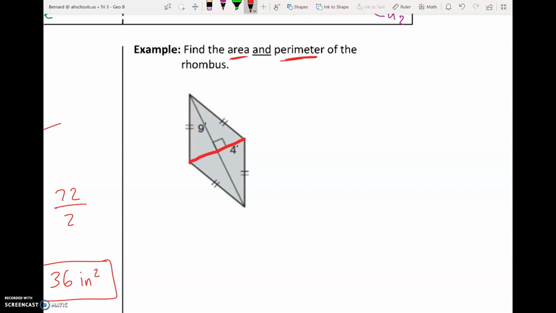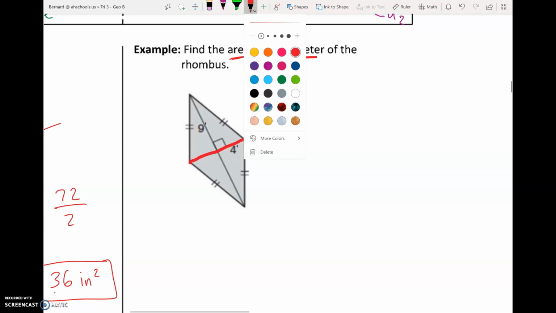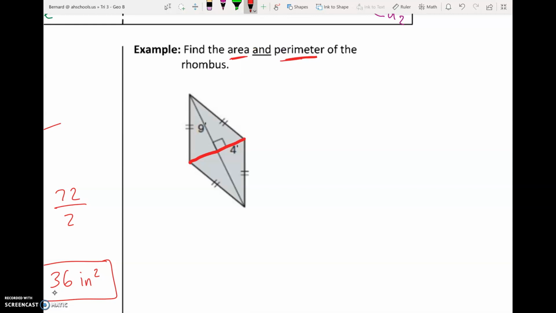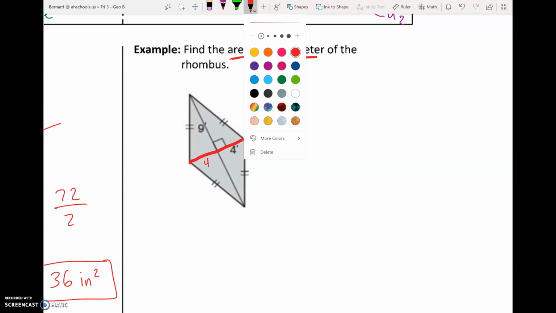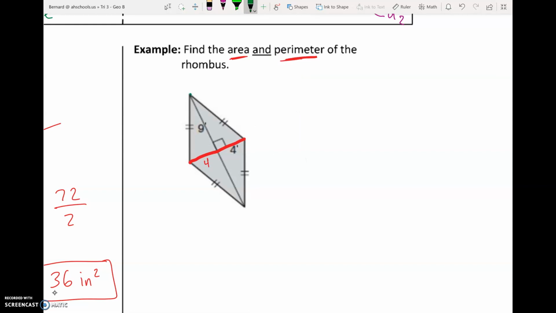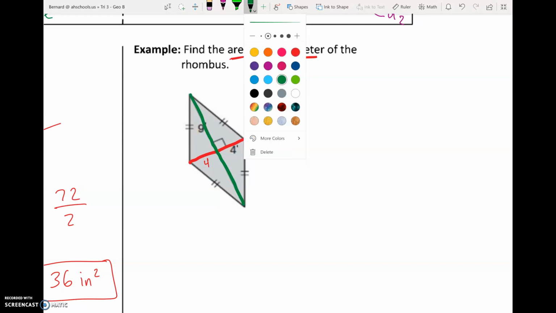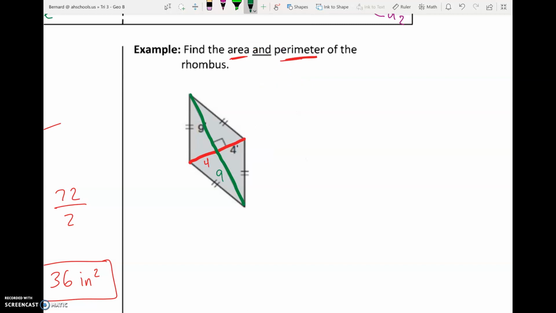Now, once again, they have given us some inside information. This diagonal, part of it's 4. And one thing we need to remember is that the diagonal gets cut in half. So if the right side is 4, the left side is 4 too. And then the same thing happens with the other diagonal, right? This one, part of it's 9. Well, it got cut in half. So if one part of it's 9, the other part is 9.